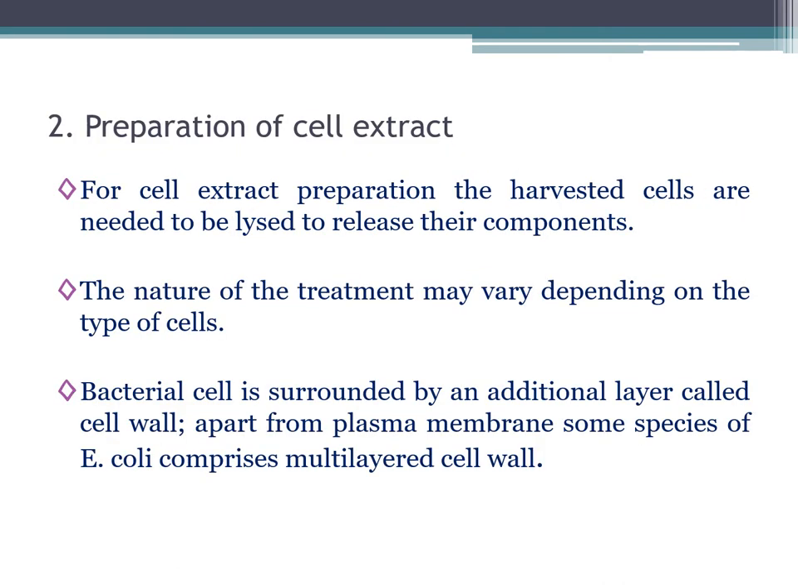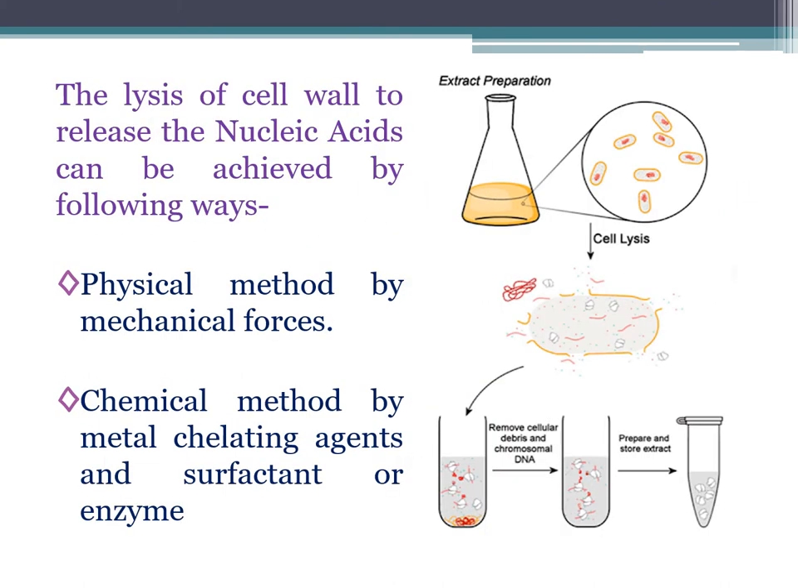The second step is preparation of cell extract. For cell extract preparation, the harvested cells need to be lysed to release their components. The nature of the treatment may vary depending on the type of cells. Bacterial cell is surrounded by an additional layer called cell wall. Apart from plasma membrane, some species of E. coli comprise a multi-layered cell wall. The lysis of cell wall to release nucleic acids can be achieved in the following ways.